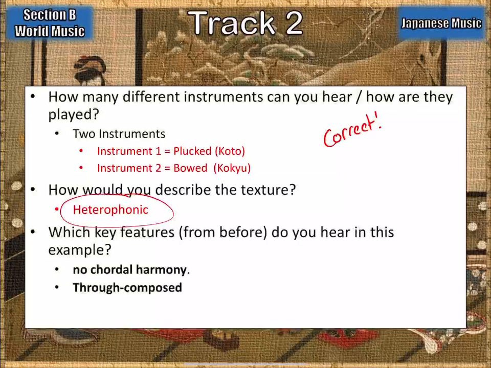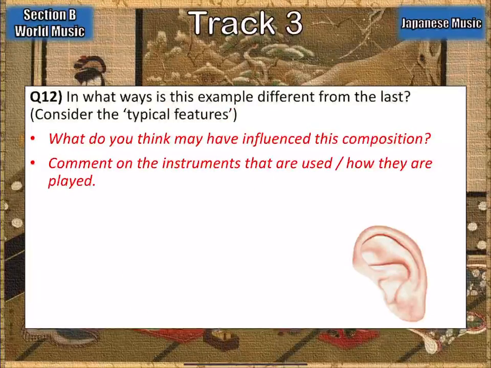We're actually going to hear another piece of music and go straight into another listening task. You've got some more questions to think on, the ones in red, as well as question 12 on Edmodo, which is: in what ways is this example different from the last? Consider the typical features. So pause the video now and have a go at addressing question 12. Think about these other 2 questions here, and make sure it's track 3 on the playlist. Okay, again, hopefully you have done that, so I'm going to move on.